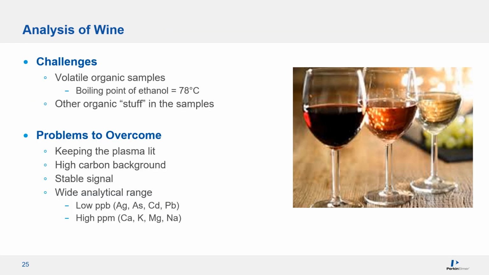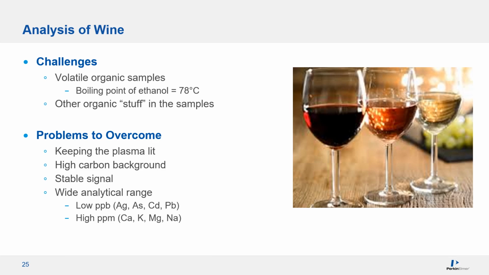When performing wine analysis, there are several challenges that have to be overcome. The main challenge is presented to us by the organic components. First, wines are generally 10 to 18% ethanol. Since ethanol has a boiling point of 78 degrees, that makes wine a volatile organic sample. So this could cause problems with plasma stability.